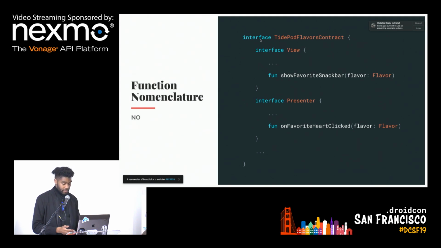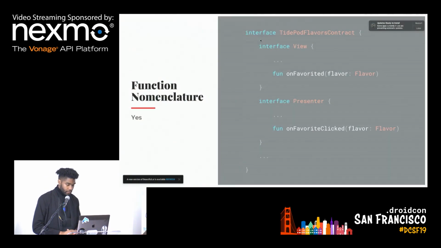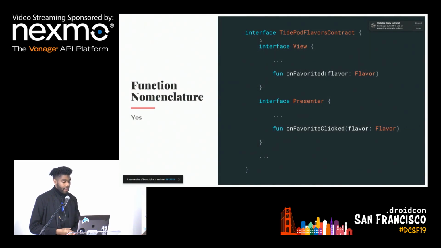So a way to fix this would be to remove any indication of the platform or the UI in these components. So it's very simple. Now we have on favorited, which knows nothing about a snack bar, and then we have on favorite clicked, which knows nothing about a heart. So not only does this make our architecture a little bit more platform agnostic, but it also makes it a bit more reusable because now the underlying UI can change and the architecture can still make sense. So this is really good as a preventative measure.